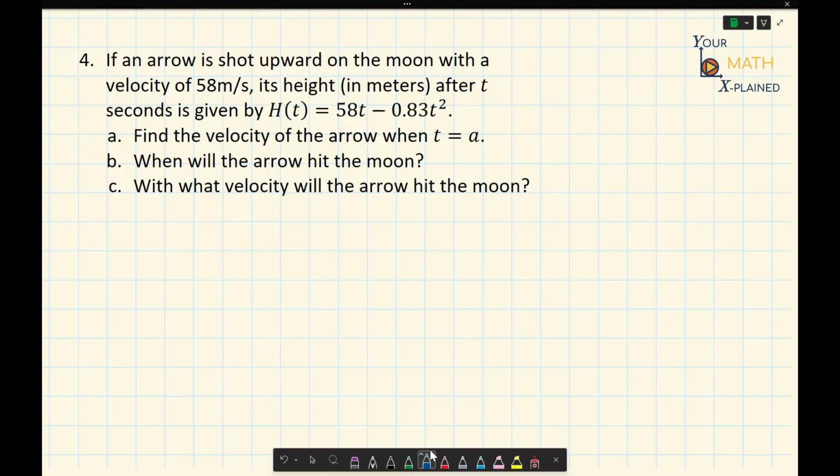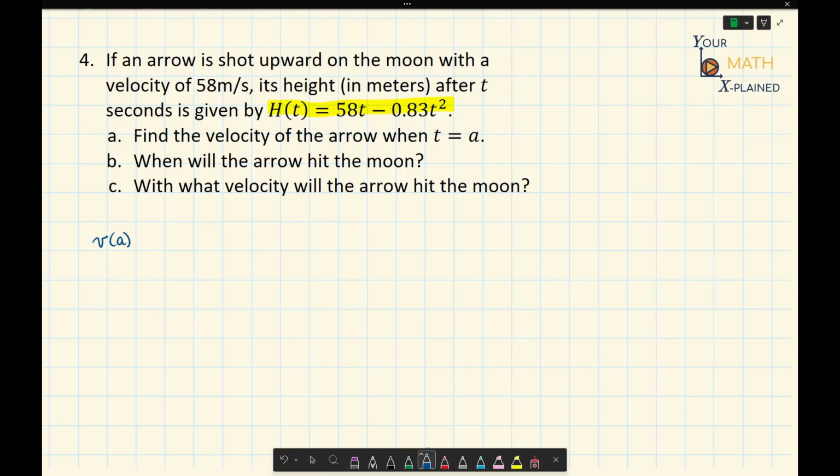If an arrow is shot upward on the moon with a velocity of 58 meters per second, its height in meters after t seconds is given by this equation here. The first part of the question is to find the velocity of the arrow when t is equal to a. We're going to do that using the definition of a derivative. We're going to call our velocity v.